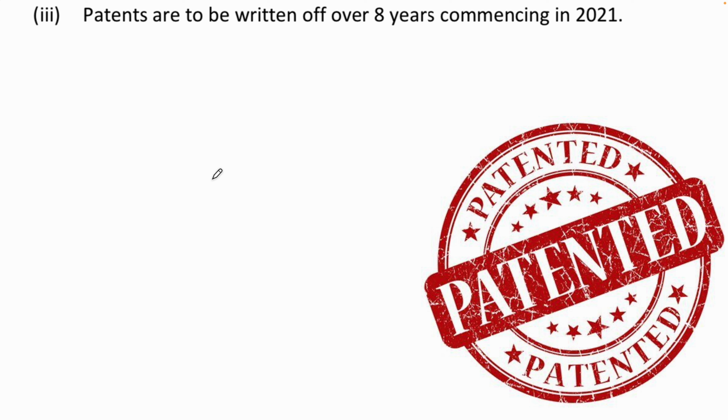And what that entitles us to is the fact that we have these patents, we have this legal bit of paper that says that nobody can copy us for 8 years. Nobody can imitate our product. If they do try, we can take them up in court. You know, we could sue them for damages, okay? So they're to be written off over an 8-year period commencing in 2021.